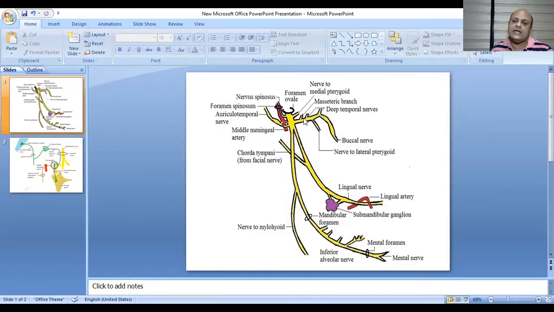So this anterior division, it gives off the buccal nerve, which is the only sensory division of the sensory branch of the anterior division. Now this buccal nerve supplies the skin. It passes between the two heads of the lateral pterygoid and supplies the skin and mucous membrane in relation to the buccinator muscle. It also supplies the gingival area in relation to the premolar and molar teeth.